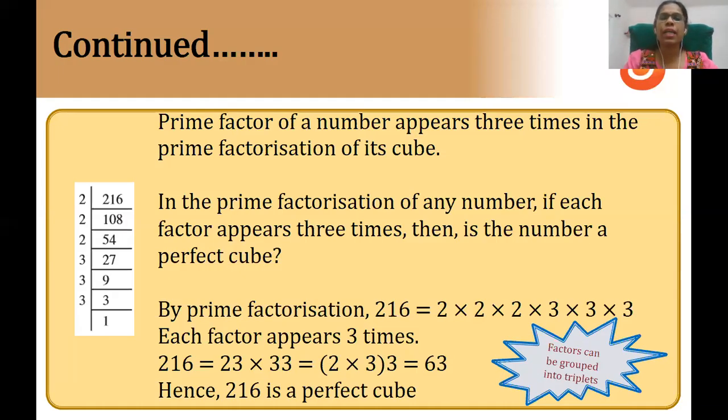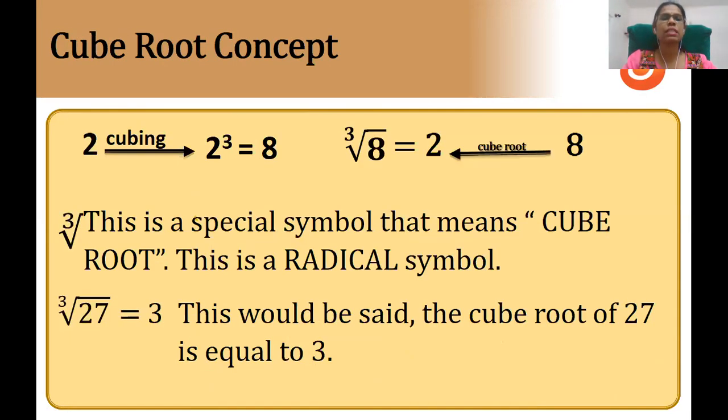So if a prime factor of the number appears 3 times in the prime factorization method, we have to group it into three numbers. In the prime factorization of any number, if each factor appears 3 times, then it is a perfect cube. By prime factorization, 216 can be divided as 2 multiplied by 2 multiplied by 2, and so on. This is the prime factorization method which we learned in our previous grades. Each factor appears 3 times, so 2 cube times 3 cube, which is 6 cube.